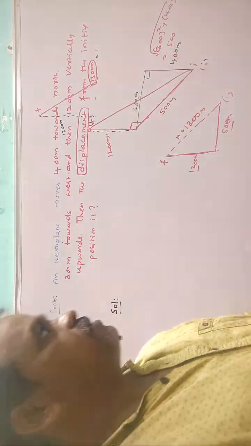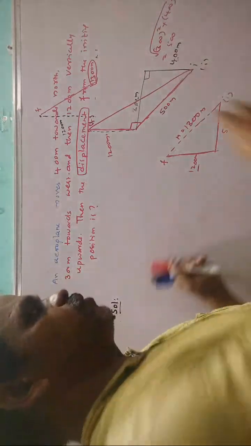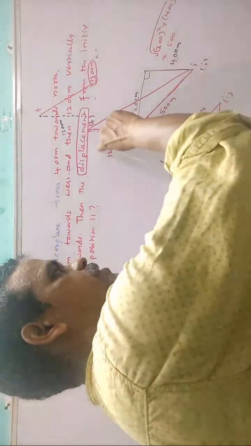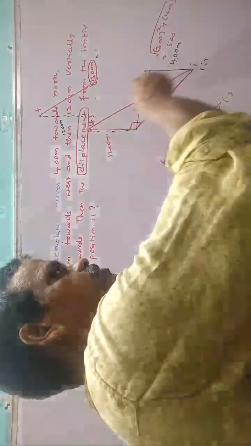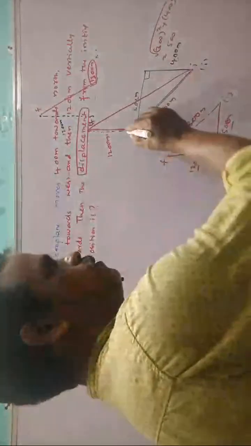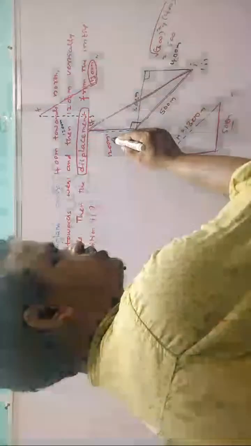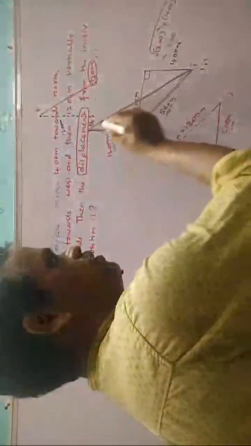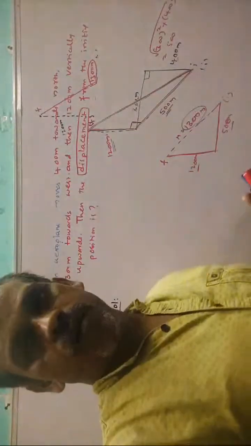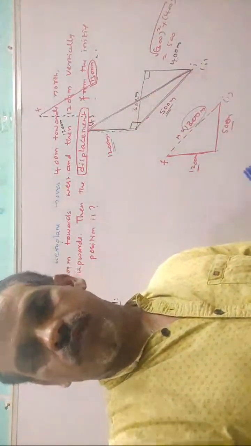So like this we calculate displacement from the initial position. Simple. Take this right angle triangle, you are getting 500, this 1200, this 500, this is a right angle triangle. What is this triangle? Right angle triangle. Here, right angle will be there. This is 1200, this is 500. So this is the hypotenuse, that is 1300. This is the final answer.